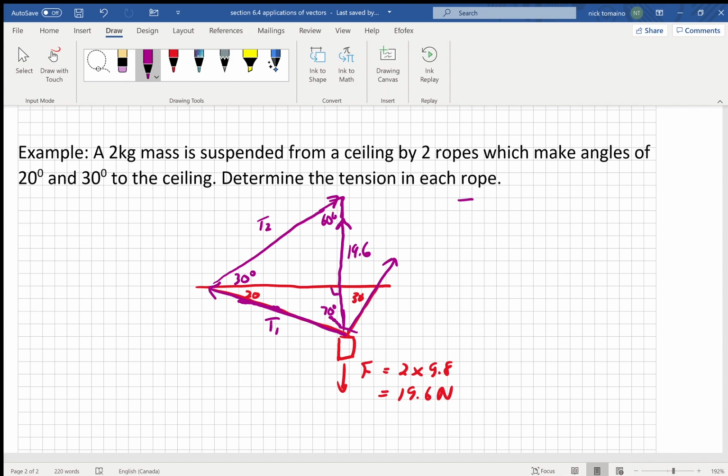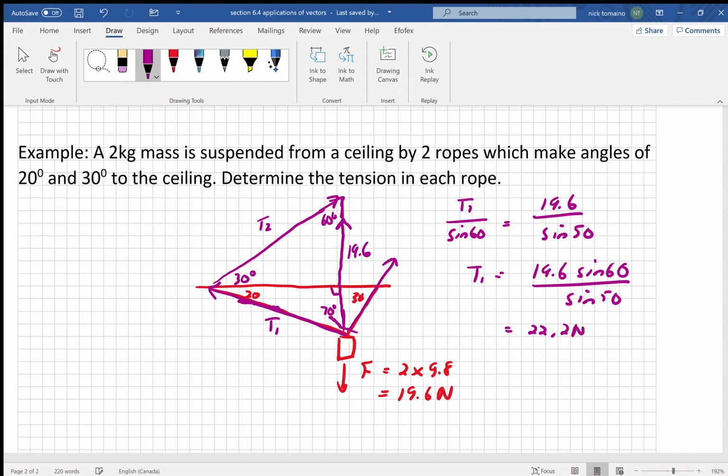So now we're going to do tension 1 over sine 60 is equal to 19.6 over sine 50. So tension 1 is going to equal 19.6 times sine 60 over sine of 50. And we get tension 1 is 22.2 newtons.